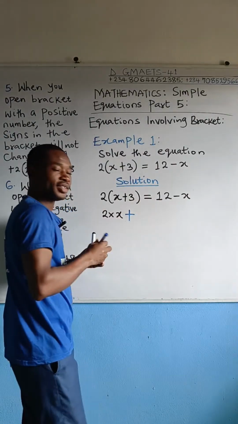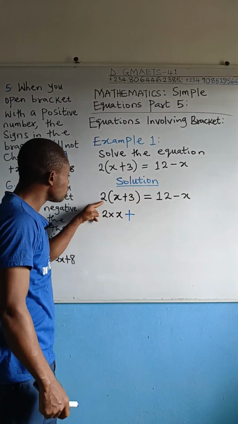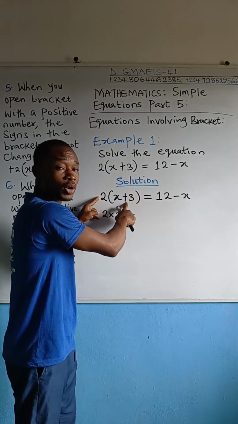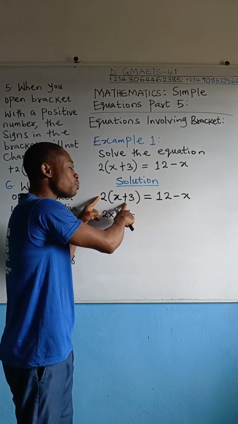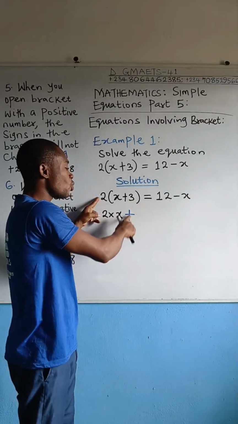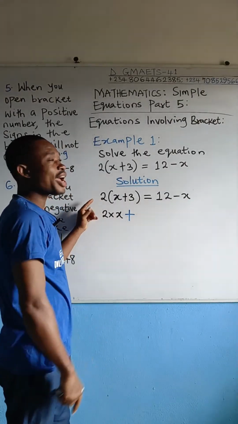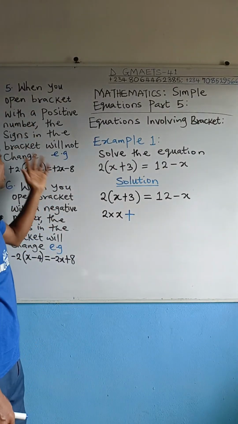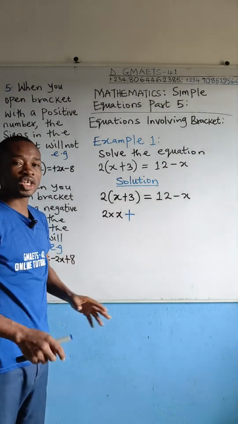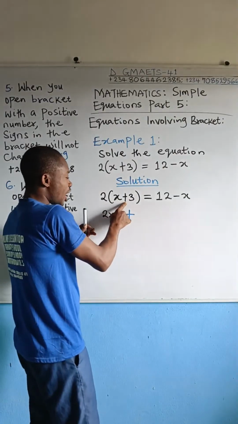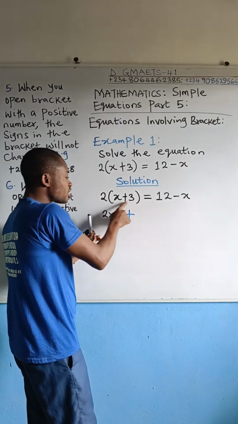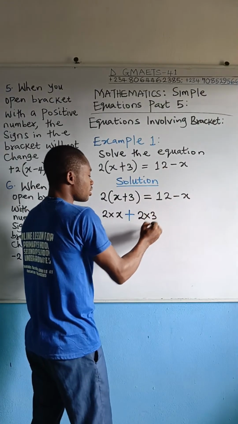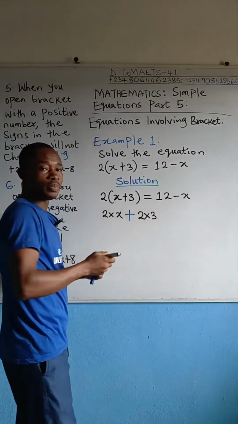But again, the explanation is simple. This 2 is positive plus. This 3 inside the bracket has plus. So you do plus times plus. Plus times plus will still give you plus. That is why I said if you use a positive number to open bracket, the signs inside the bracket will not change. All right, so I bring down this my plus. 2 times 3 will give you 6. But let me still write it. 2 times 3. I have opened the bracket.